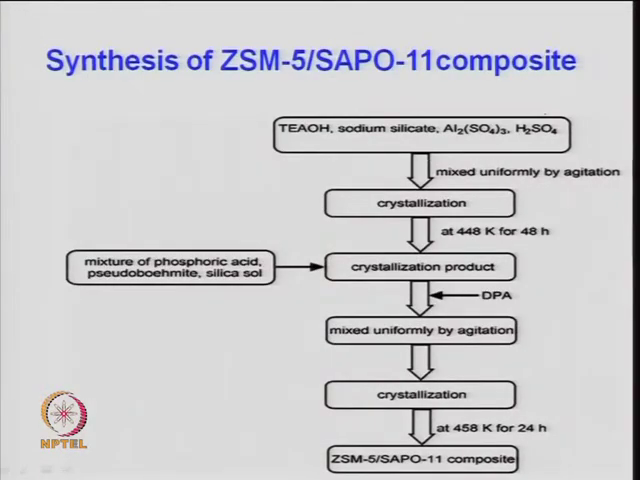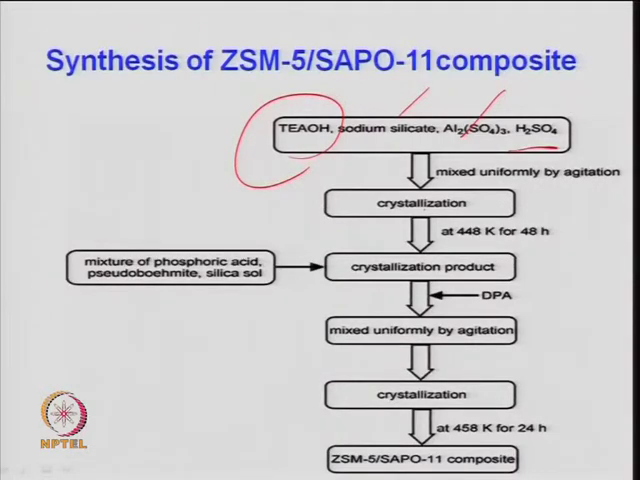Just a typical flow sheet for either ZSM5 or SAPO composite. ZSM5 is prepared separately and then the phosphorus SAPO is added, a combination of these two, because you need to control the acidity in certain cases. You have some alcohol group, structure building or templating agents, sodium silicate as a silicate source, some alumina source, and sulfuric acid. These are mixed and agitated.